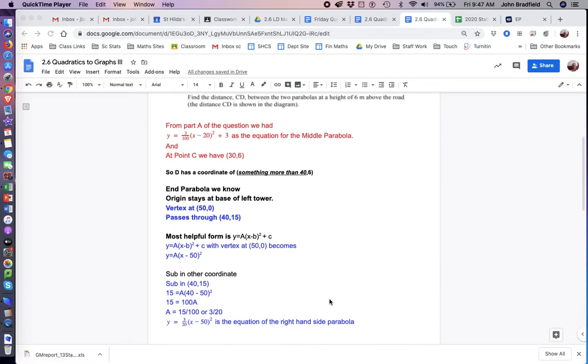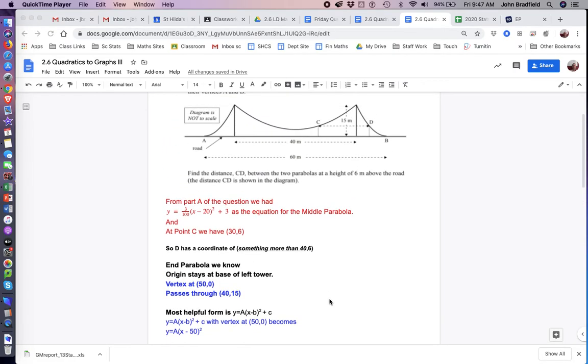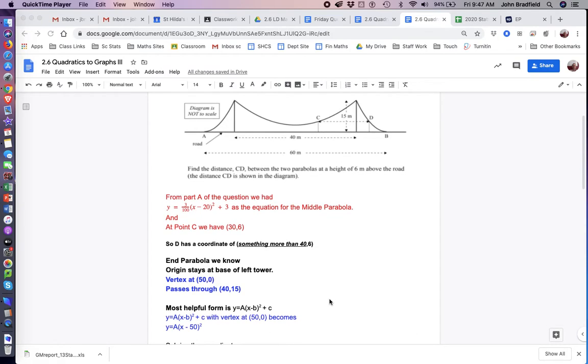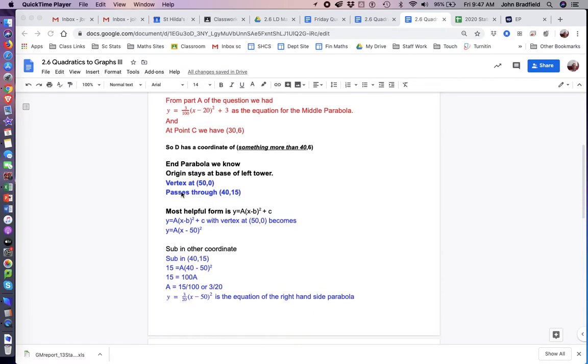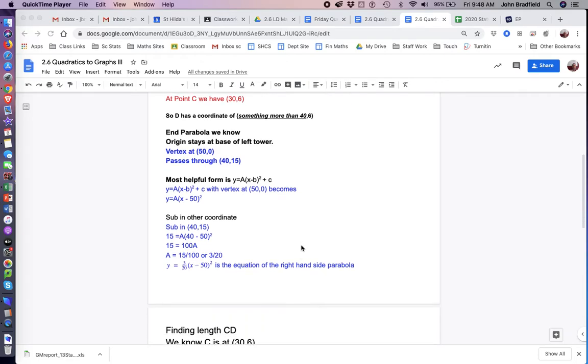So we already know a bit. So we would do exactly the same thing to get the parabola equation, the parabolic equation for the right-hand side. So there's nothing really different here. It's a repeat of the same skill. We've got the vertex at 50, 0. We know it passes through 40, 15 at top of the tower. So we'll use that vertex form, sub in 50, 0, we get that. There's no plus or minus because it's right on our axes. Sub in the coordinate 40, 15, and we get a value for A. And so we get a value for that right-hand side parabola, and that's under control.